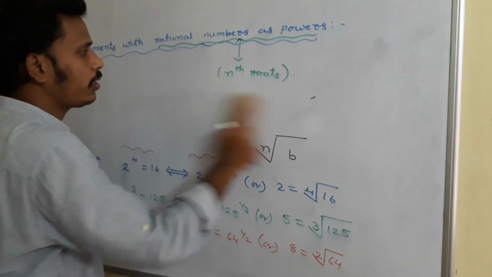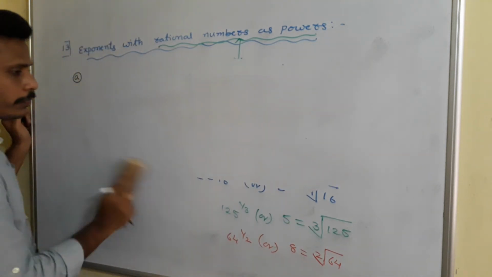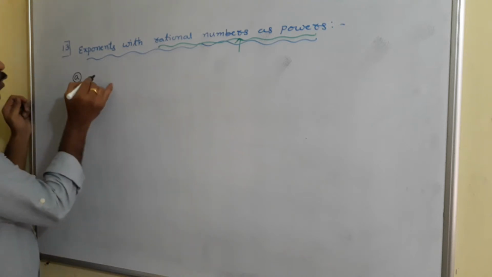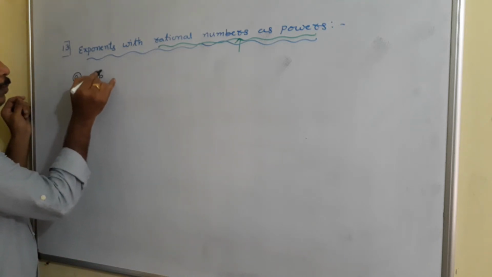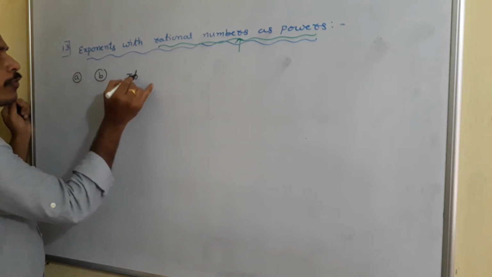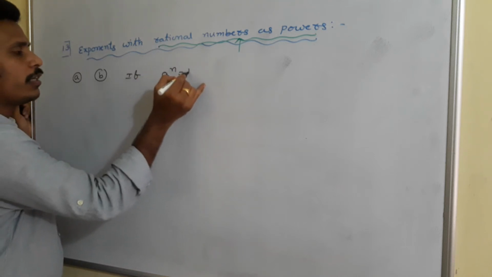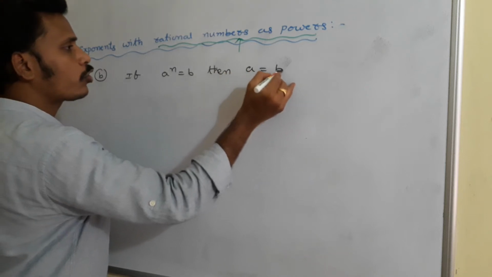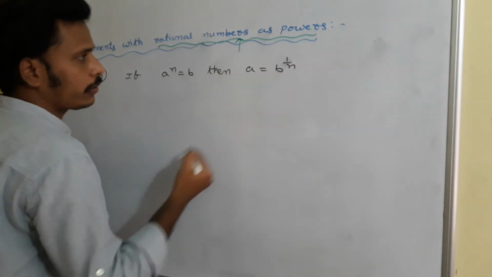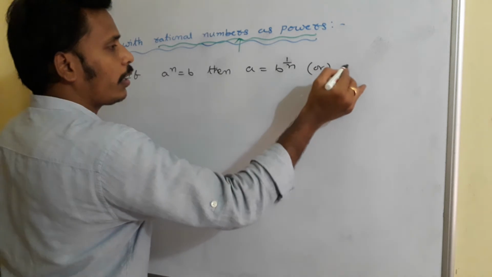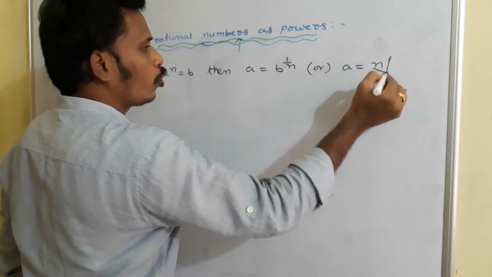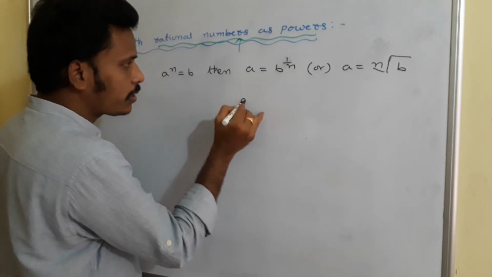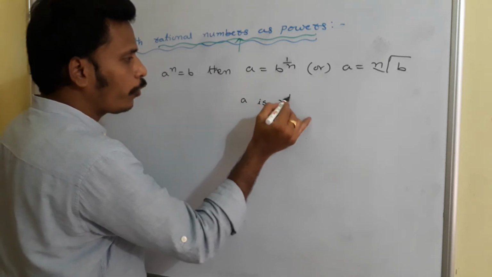Okay, I am erasing all these things. Once again, as a conclusion of 13a, now 13b. What I am saying is, if a power n is equal to b, then a is equal to b power 1 by n, or a is equal to the nth root of b. That means a is the nth root of b.